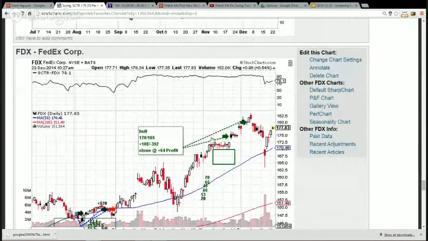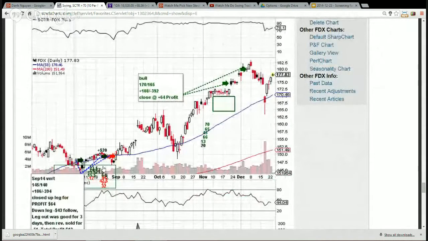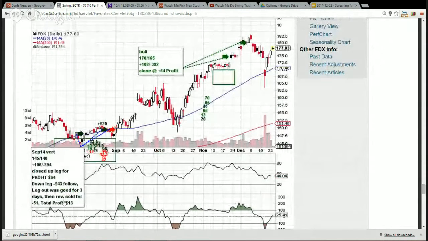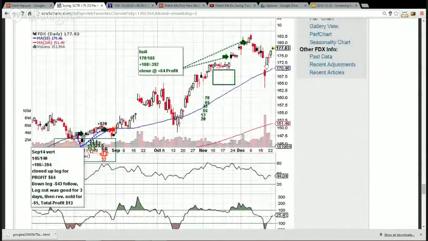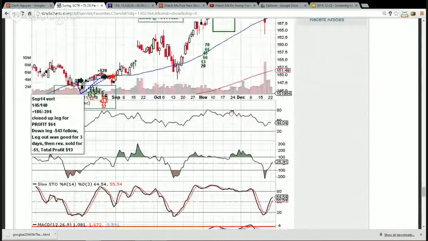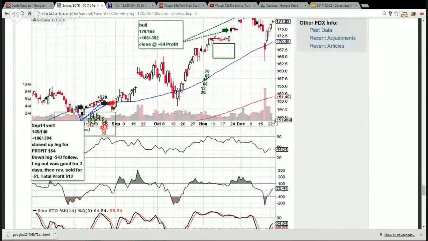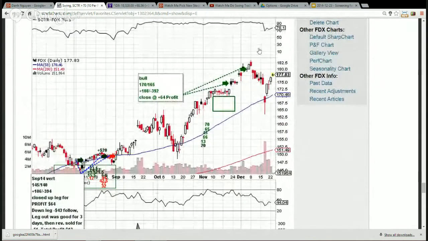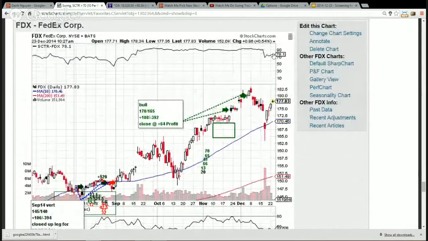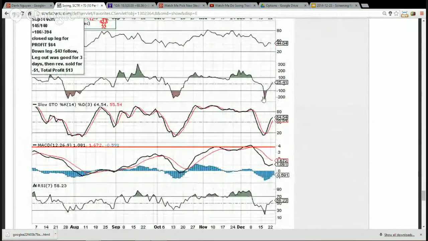FedEx. I did a good trade here. I made $64 on this swing. Earlier, I actually got out of this with a $13 profit. I thought it would turn down, but it actually went on. But $13 profit here, $64 profit on this one, and this one just bounced off support here. But the money flow index actually is still trending down, so I would wait on this one too. Volume is actually not confirming that it's going to go up, and SCTR actually looks like it's dropping, so I would hold off on this one at this point.